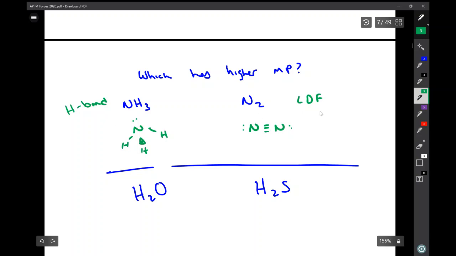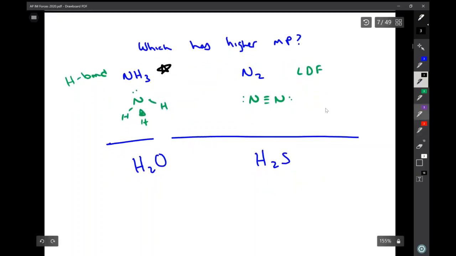So which one would have the higher melting point? Which one would take more energy to turn from a solid to a liquid? And yes, that answer would be NH3, or ammonia. That one has the higher melting point because it has these stronger intermolecular forces.